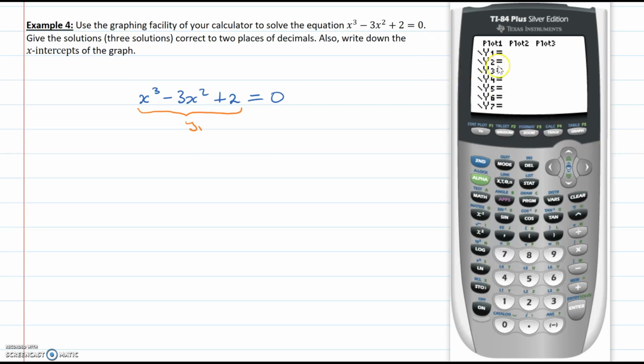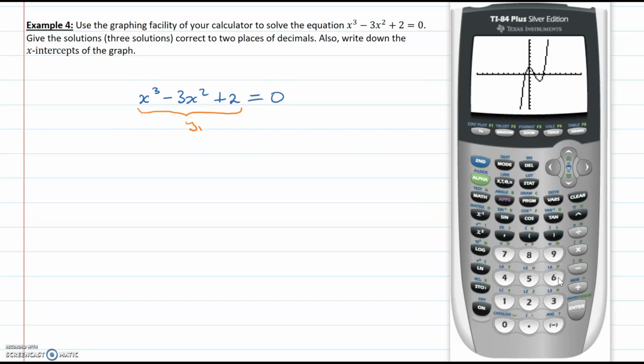So we'll call up our calculator, and y1 we're going to make equal to one side of the equation, so x cubed. If you want to get cubed, the easiest way is to type your x and then math, and 3 gives you the cube. So that's x cubed, minus 3x squared plus 2. Then just do zoom 6 to see what the graph looks like.